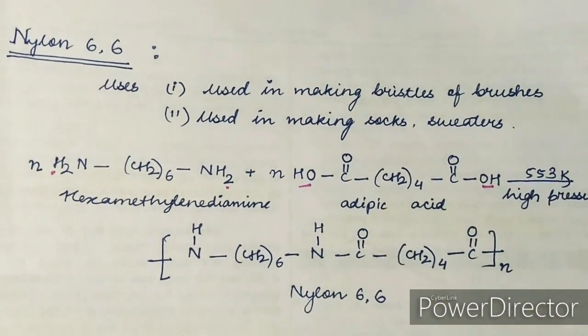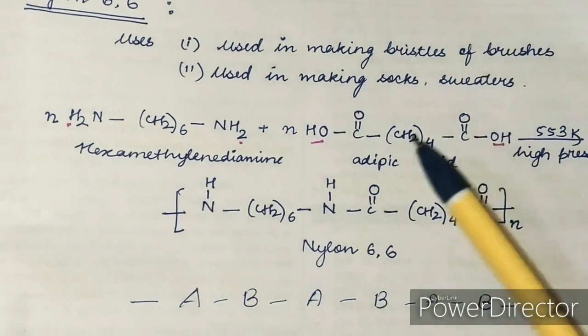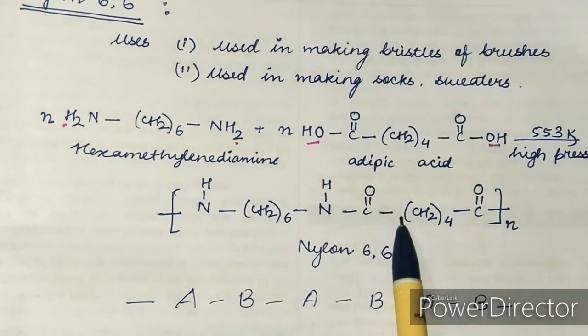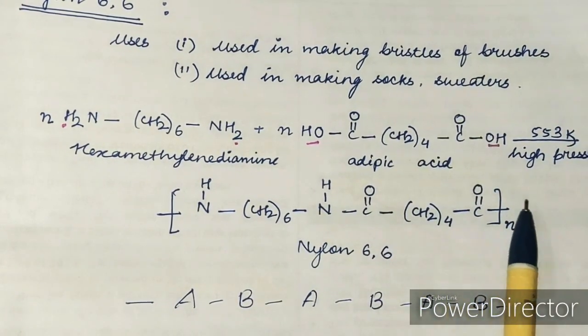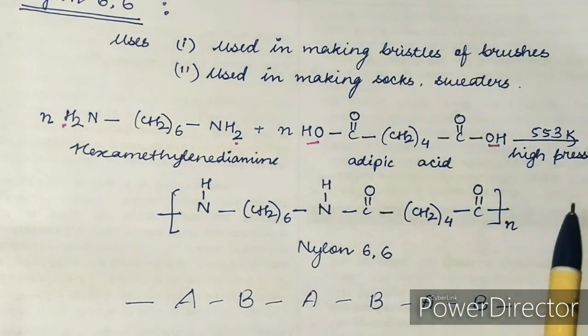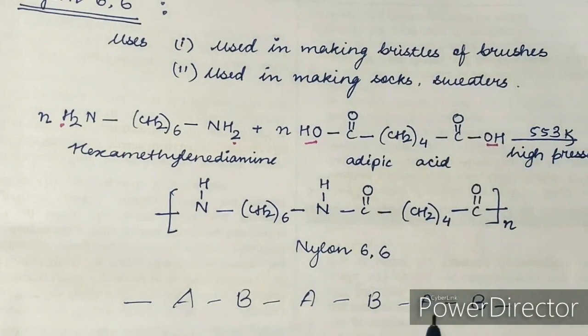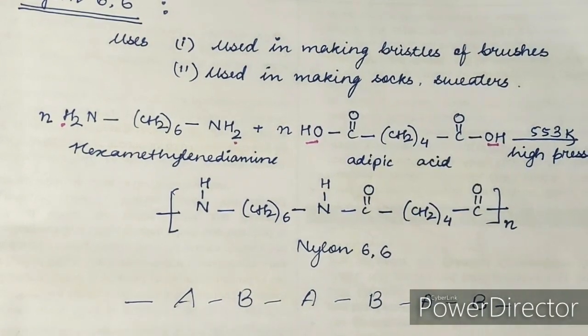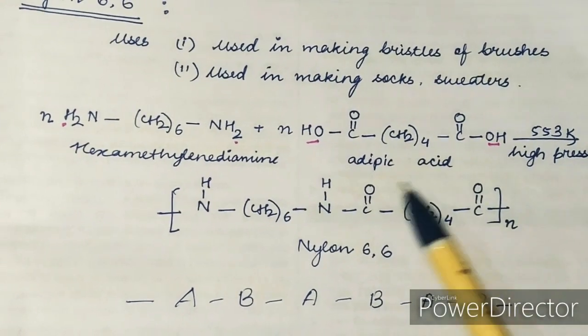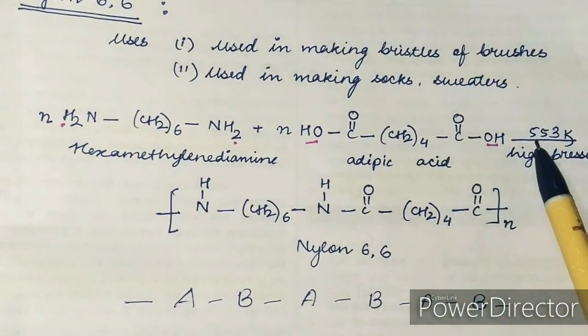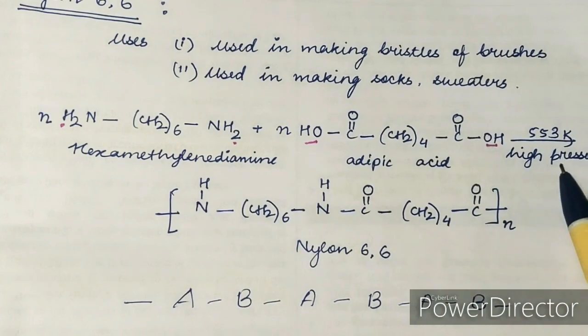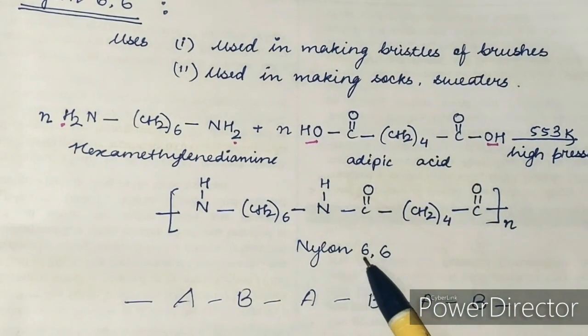So it is arranged in AB type. Once hexamethylene, adipic acid, again hexamethylene, again adipic acid, again hexamethylene, again adipic acid. So it is an AB type of polymer. One after the other you will get the different monomers that you are going to add. And you have to remember this point: it is treated at 553 Kelvin and high pressure, then only you are going to get the nylon 6,6 polymer.